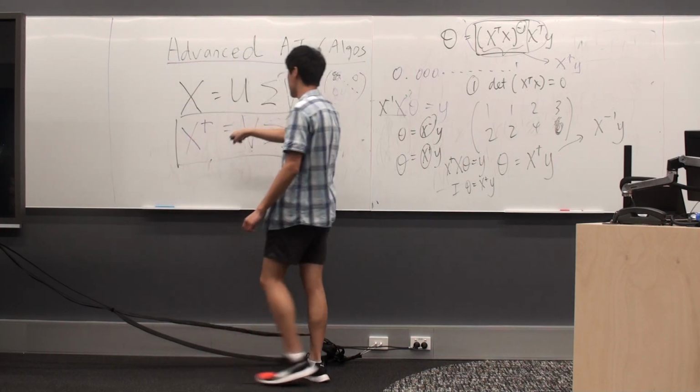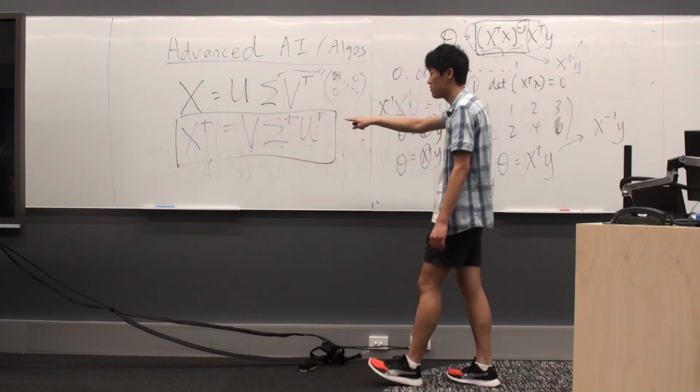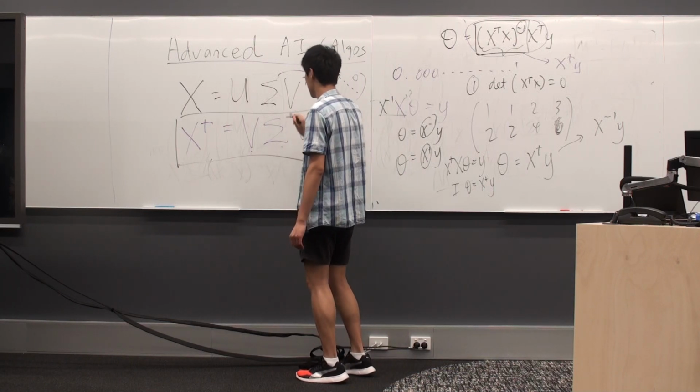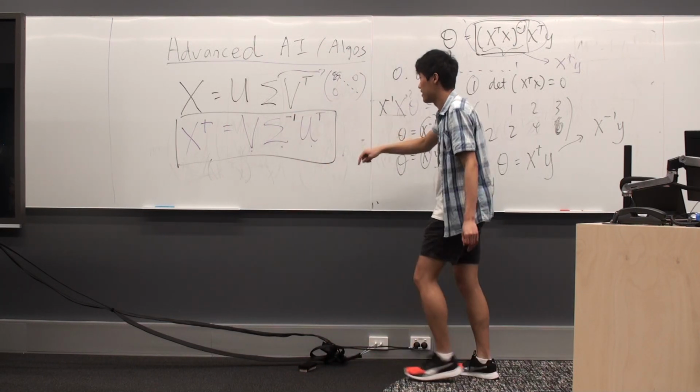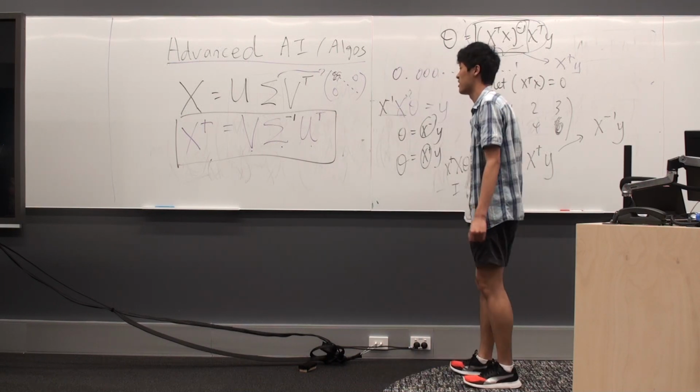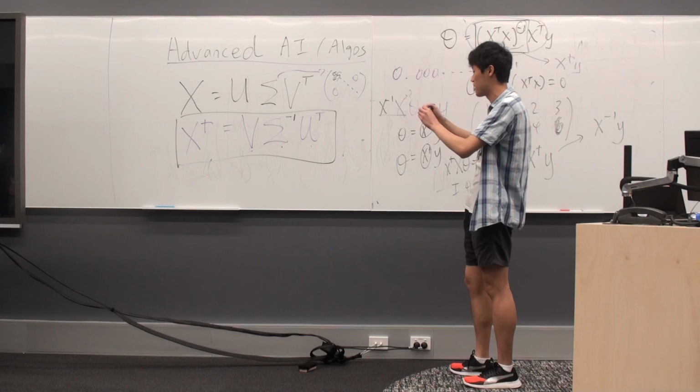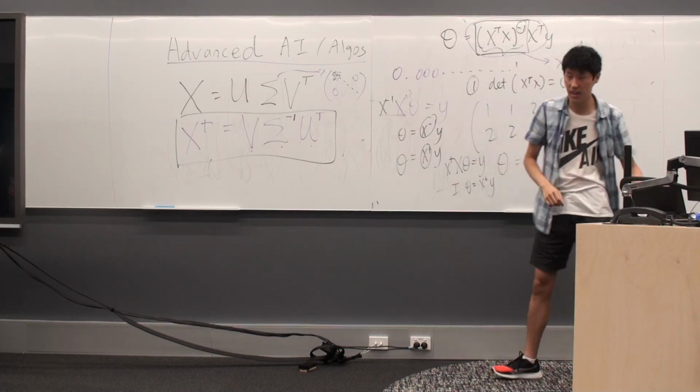The pseudo-inverse is V times sigma inverse, technically you can just write inverse if you want, times U transpose. And you just plug it into the computer and you should get your result.